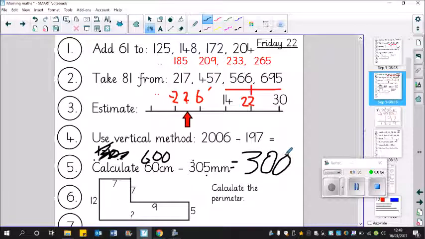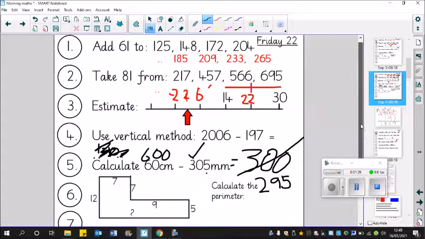Okay, so 300, but we're taking away another 5. So we've taken away the 300. Now we need to take away the 5. So 300 take away 5 is 295. If you don't know that, then you belong in year 3, I'm afraid. So cross that off, because that's not the answer. This is the answer we're looking at, 295.